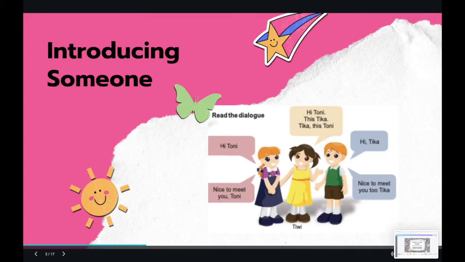Okay, next, setelah kita menanyakan nama orang, kita juga bisa introducing someone, memperkenalkan seseorang. So, the example, contohnya, read the dialogue.